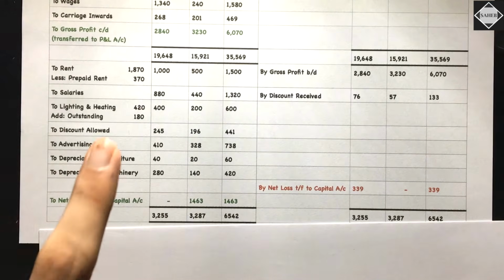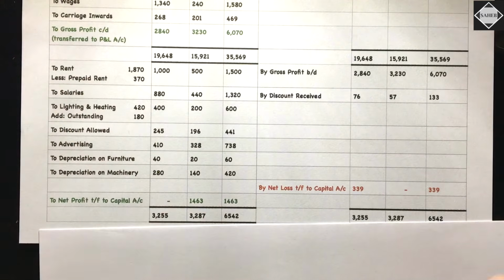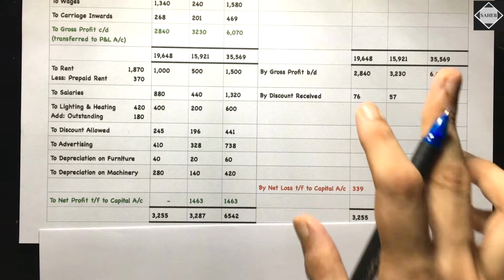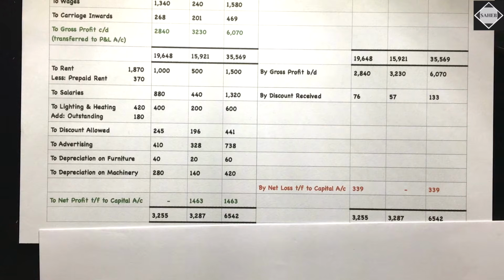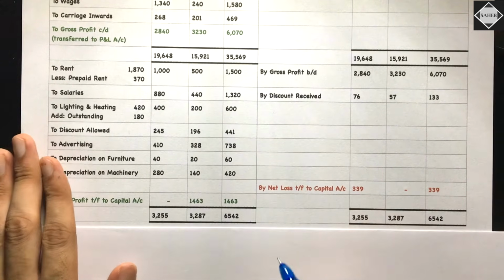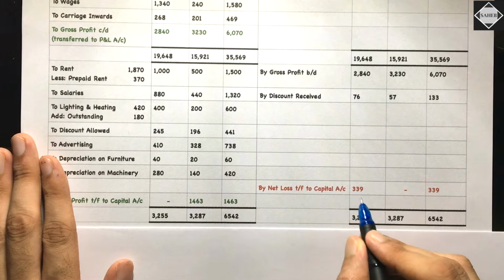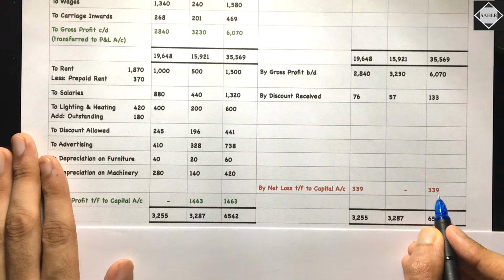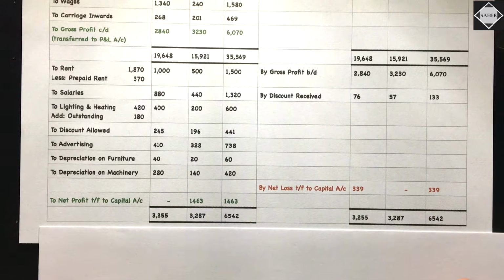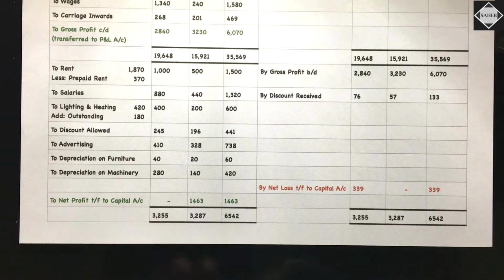Always remember, profit will be the balancing figure on the debit side and loss will be the balancing figure on the credit side. Is it clear? Then in the total column, what will you do? Just make a sum: 0 plus 1463, 1463. 339 plus 0, 339. That's how you have to take it in the total column. And in the sum of total column, just add these two. That's how. So this way you have to prepare the trading and profit and loss account. Simple and straightforward.